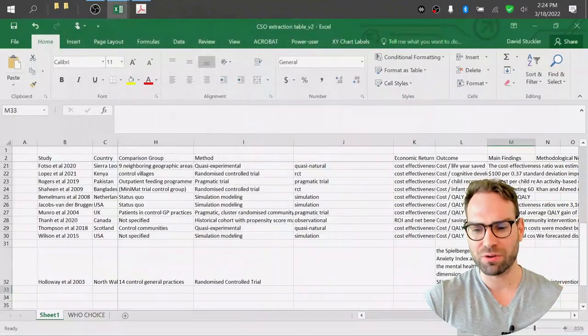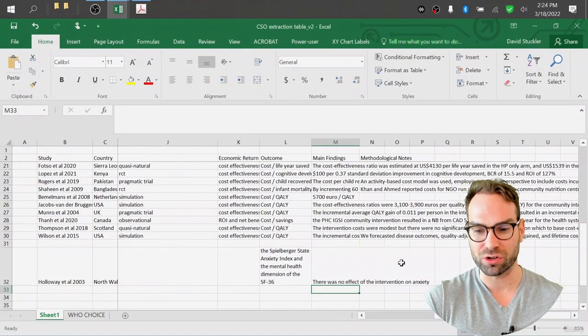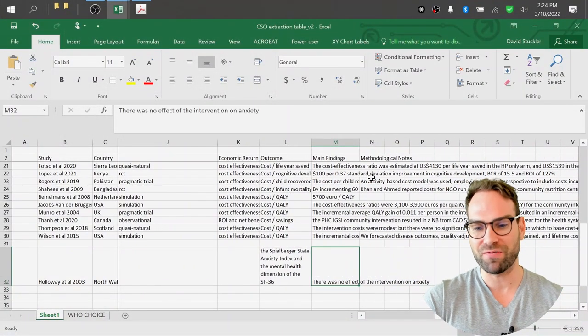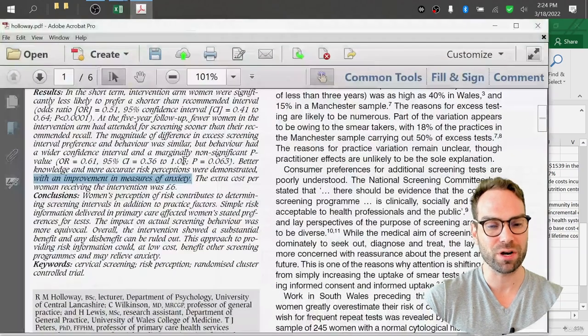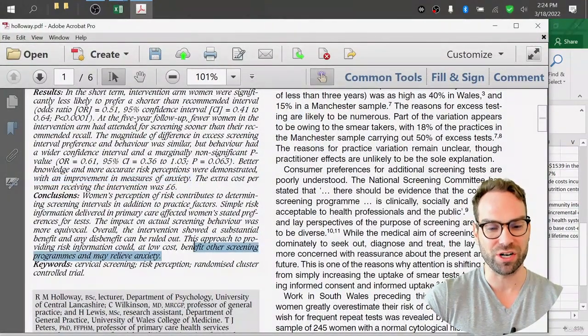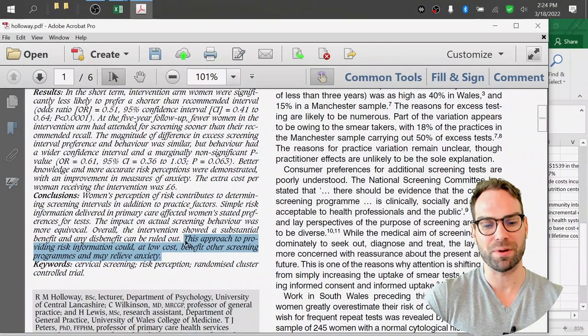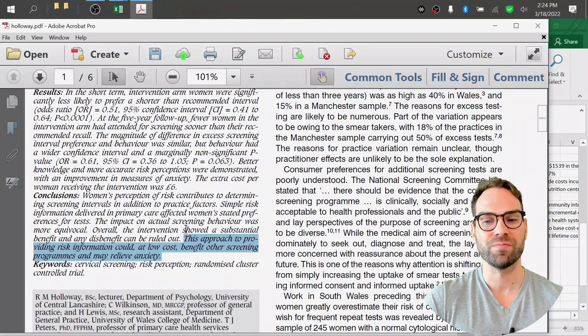And at this point, then I would also include a section on conclusions. I had main findings here. I took out conclusions later, but if I were going to include conclusions, I might highlight something from the conclusion here, could benefit and may relieve anxiety. So I might just copy and paste this sentence and pop that in conclusions.